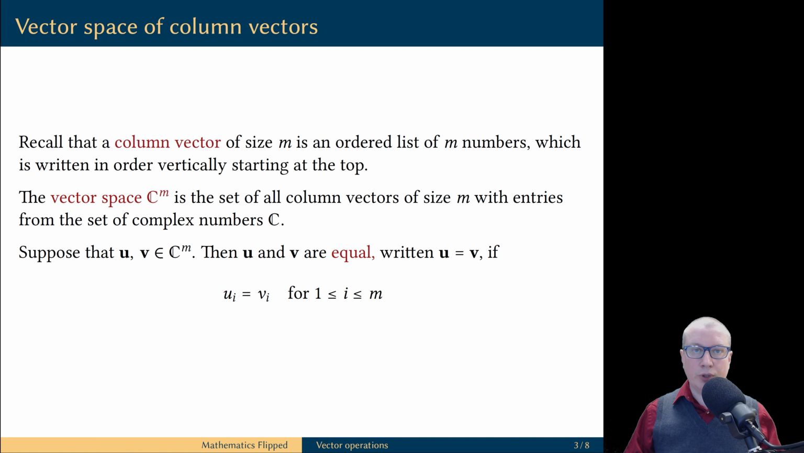Let's define what it means for two vectors to be equal. If we have two vectors u and v of the same size, then they are equal if they have identical components. In other words, the component i of vector u is equal to the component i of vector v for each i from 1 to m.